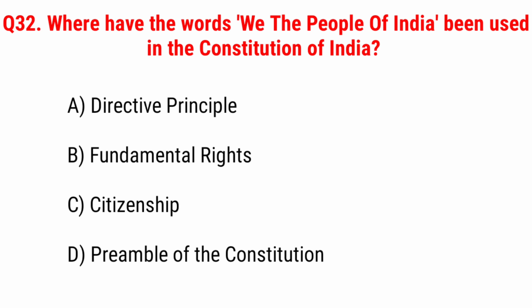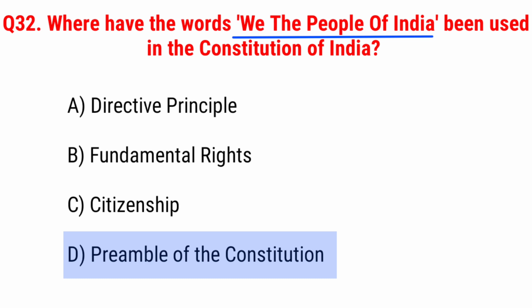Next question. Where have the words "we the people of India" been used in the Constitution of India? Option A Directive Principle, B Fundamental Rights, C Citizenship, D Preamble of the Constitution. Right answer will be the option D, Preamble of the Constitution.